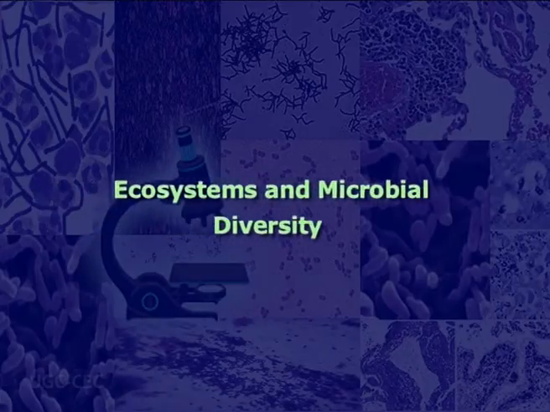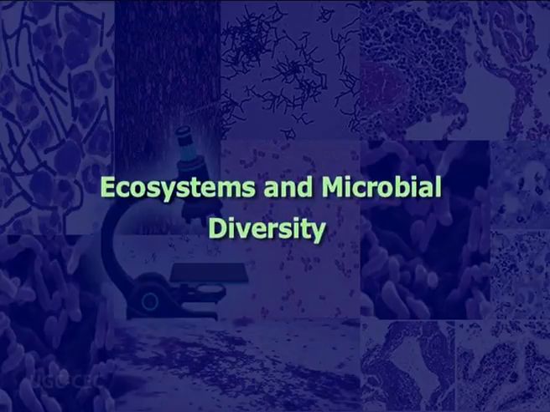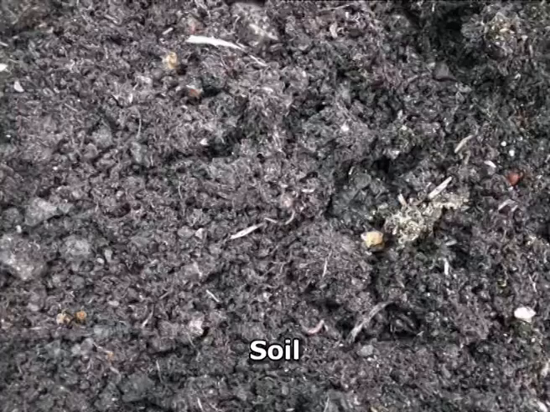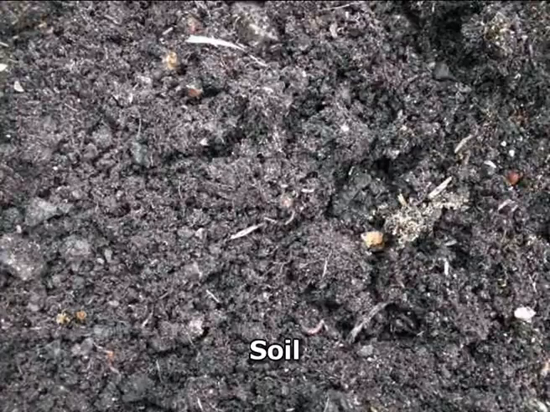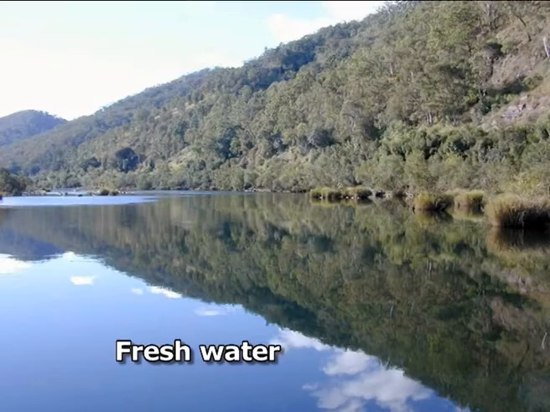Now we see ecosystems and microbial diversity. Microorganisms do not live alone in nature, but instead interact with other organisms and with their environment. Therefore, they carry out many essential activities that support all life on earth. Major habitats of microorganisms are soil, freshwater and the oceans. They are present in any habitat containing plants and animals and also within any living creature.